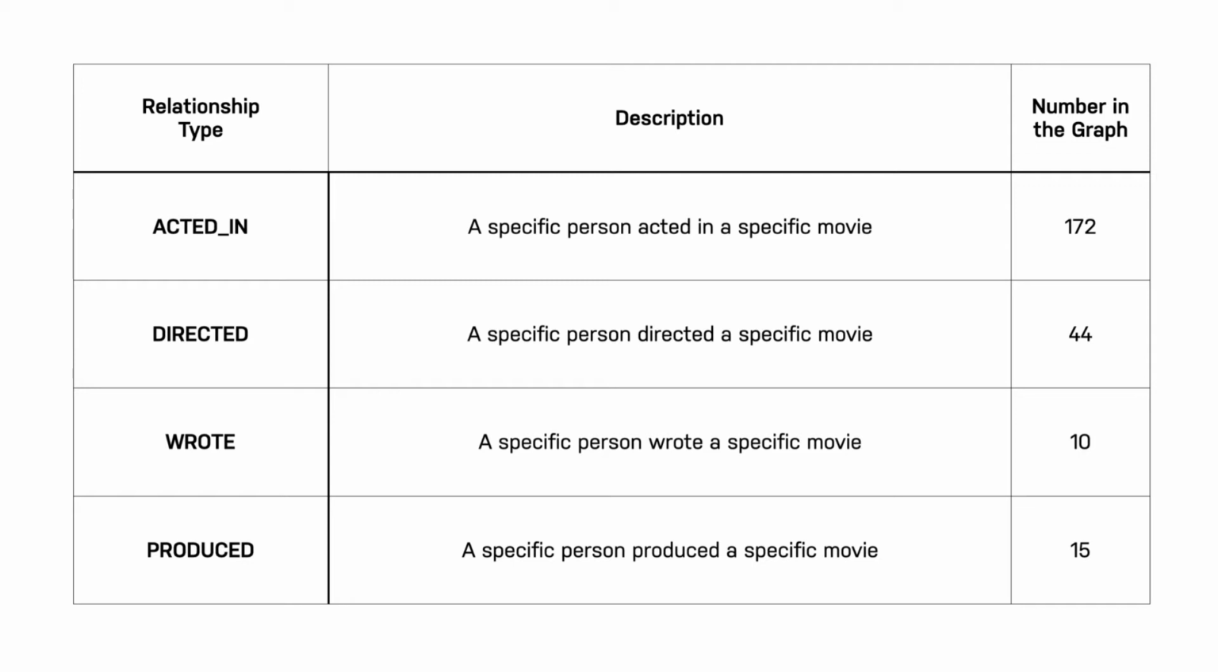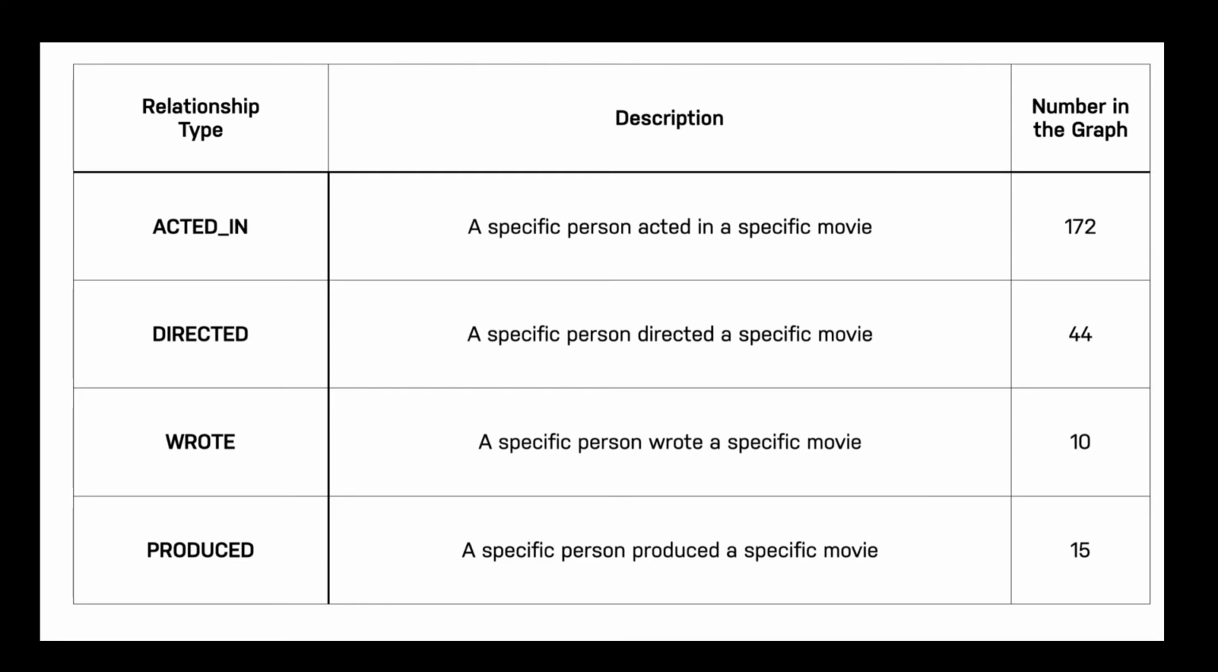Here are some of the relationships in the starter movie graph. All of these relationships are from a person node to a movie node. A person can have multiple relationships to a movie. For example, a person can be both an actor and a director for a particular movie. In the movie graph, people are either actors, directors, writers, and/or producers given these relationships.